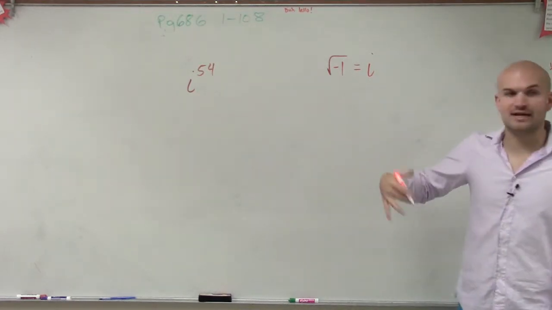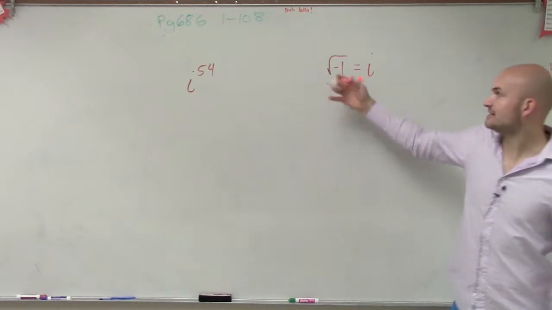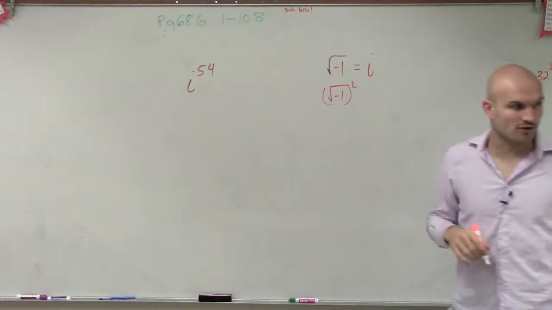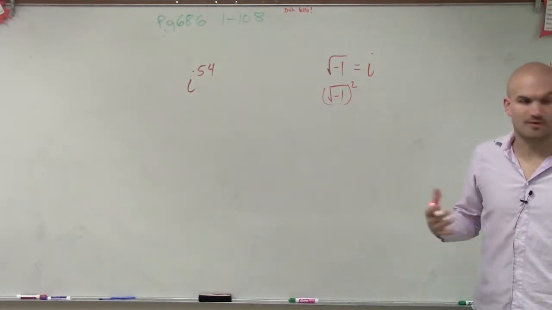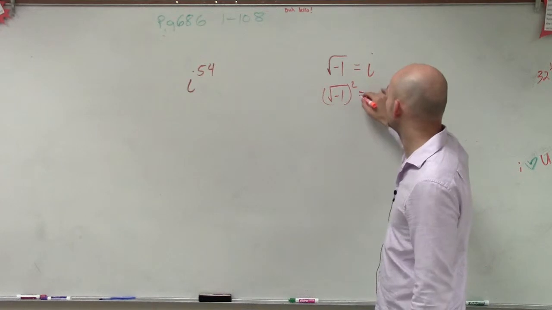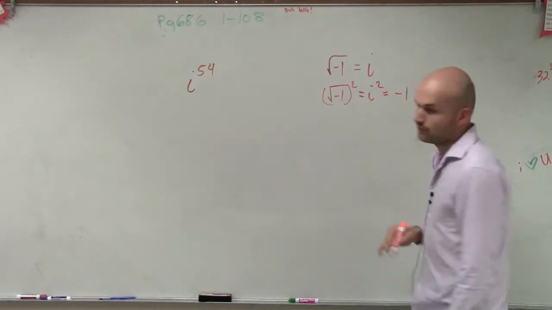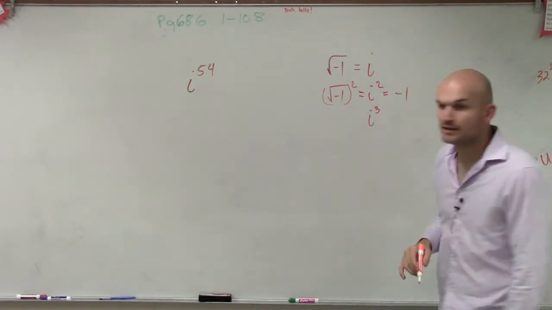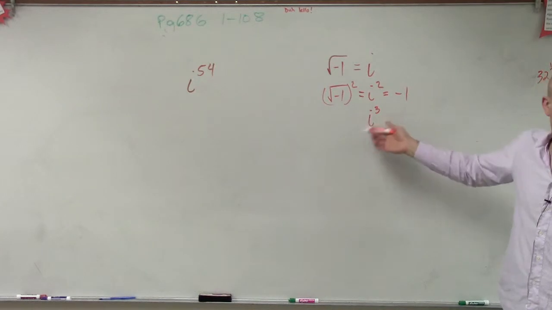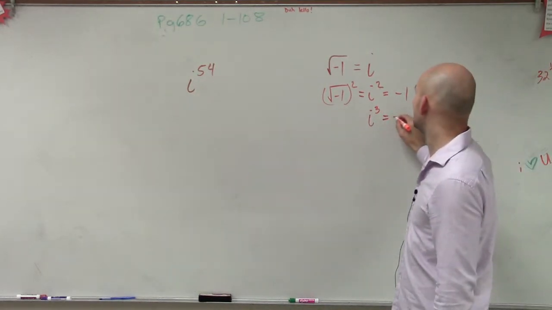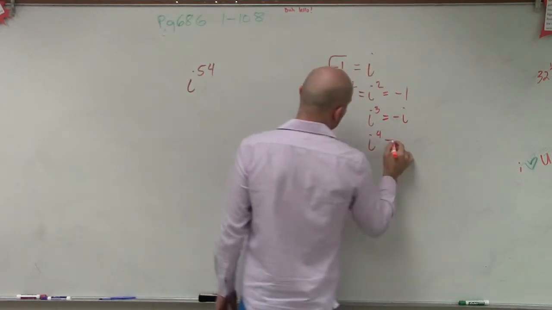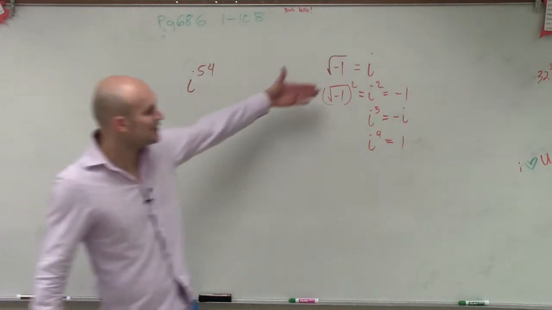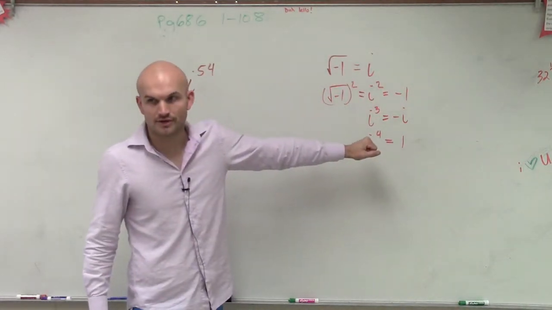And then what we kept on working on is, if I did the square root of -1 and multiplied it by itself, that would pretty much be i squared, which equals -1. Okay? And then we followed that pattern and said, what if I multiplied it by i again? i cubed equaled -i, and then i to the 4th equaled +1. So what we figured out is this pattern keeps on repeating itself.